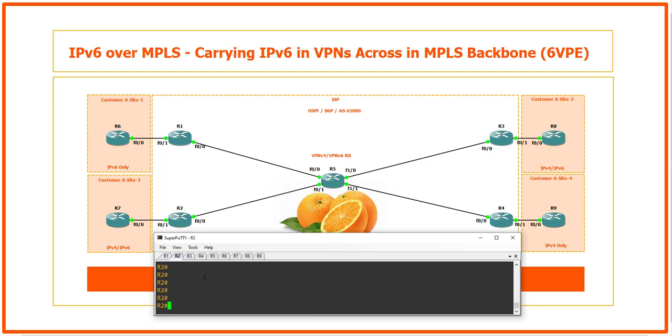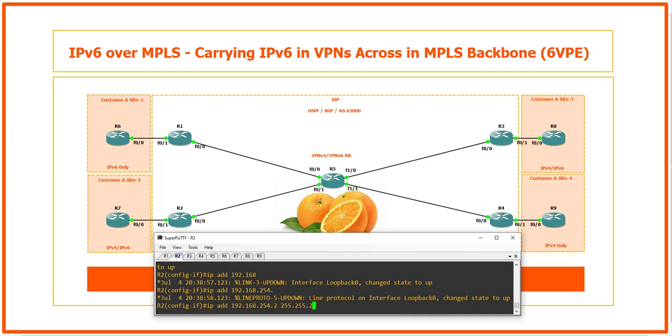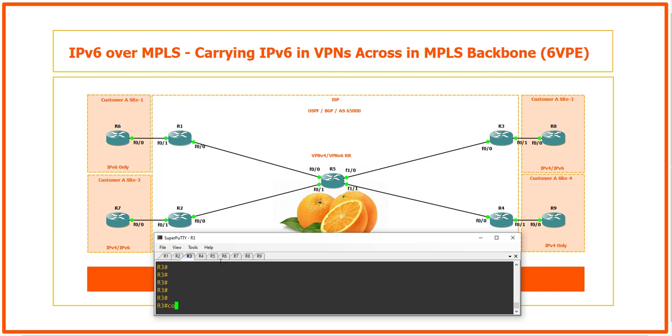Let me configure also router 2. In router 2, again, we have interface FastEthernet 0/0. The IP address is 10.252.255.255.255.0, then no shutdown. After that, interface loopback 0, and the IP address of this interface is 192.168.254.2 /32, 255.255.255.255. This is the configuration of router 2. Let me configure router 3. This is router 3.